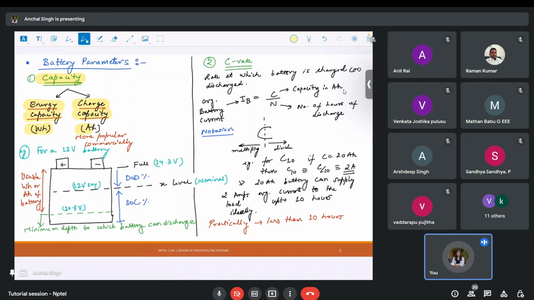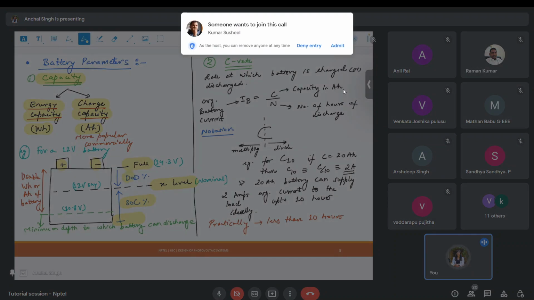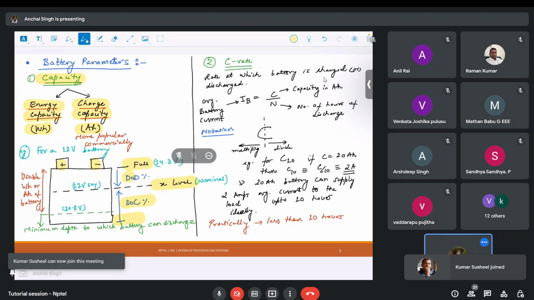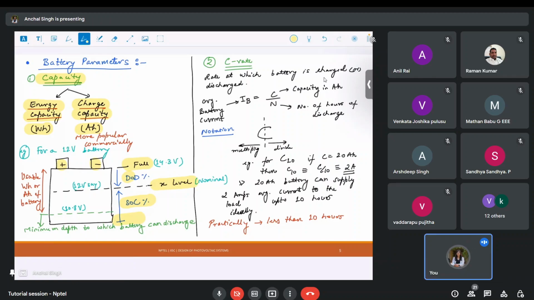Now, below is a diagram of a 12-volt battery. The battery has two terminals, positive and negative here, and this is the full charge level of the battery, and this is the zero charge level. Let me assume that I have charged this battery to X level. Then for this X level, the amount of charge stored in the battery tells the state of charge of the battery, and the remaining amount is called the depth of discharge. Okay, so they are complementary. 100 minus state of charge will give me depth of discharge, and vice versa.